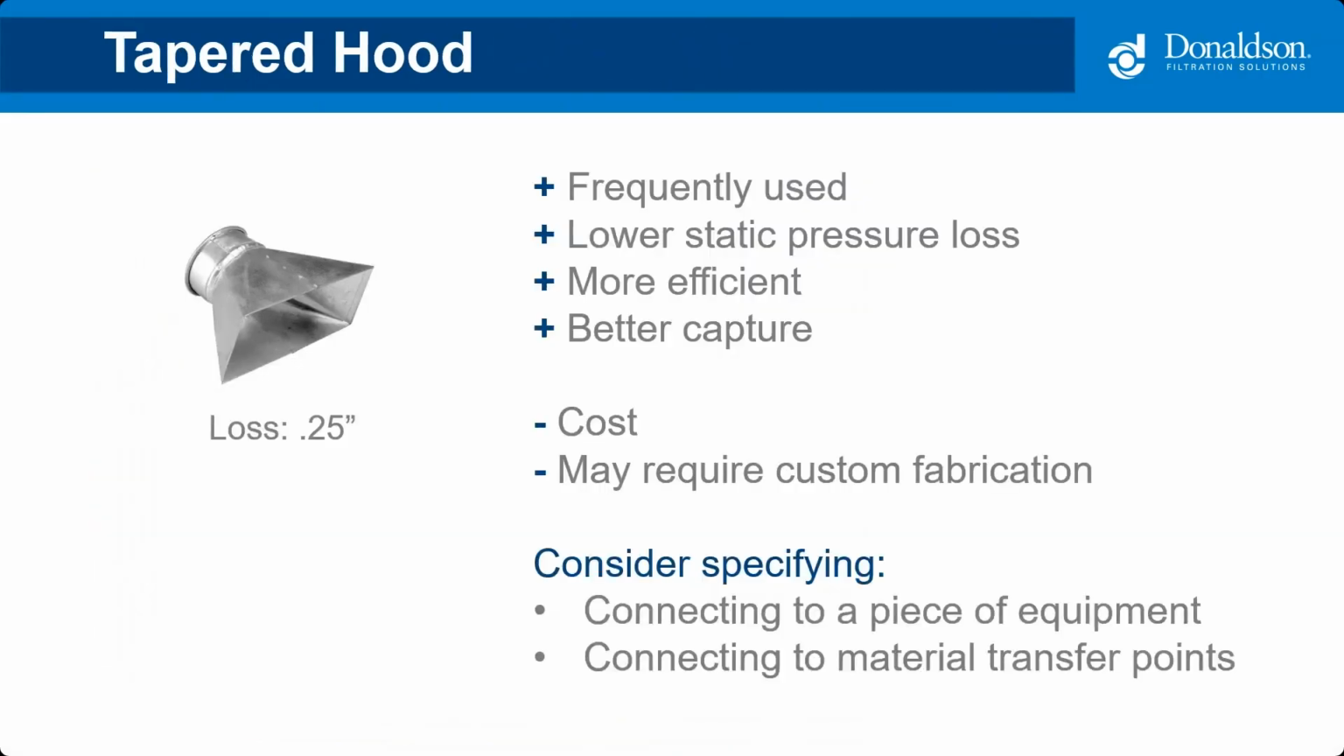A taper hood is something we see a lot more often. It does a really good job of giving you better distribution of airflow and increases your capture efficiency. We use these when we're connecting a piece of equipment or material transfer points. When you're trying to spread the airflow across a greater distance or larger area, they can carry it back to the duct.